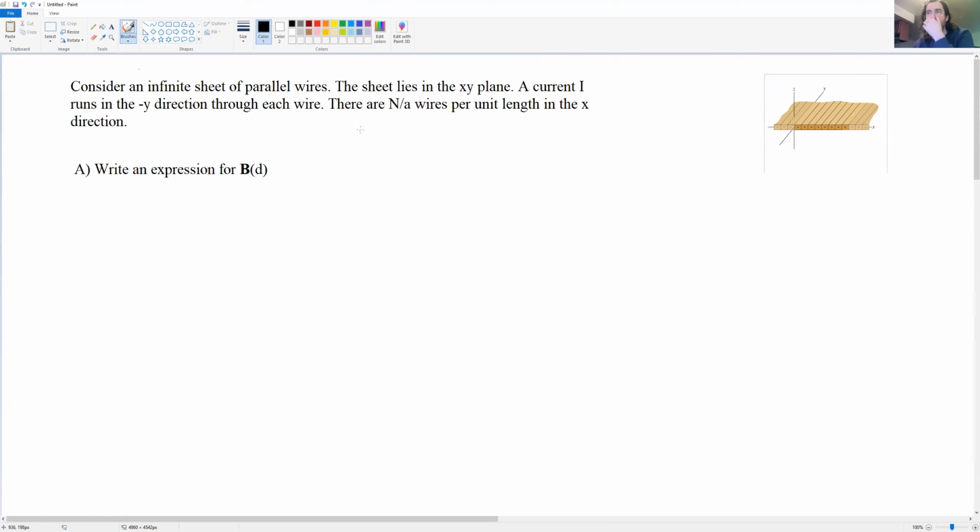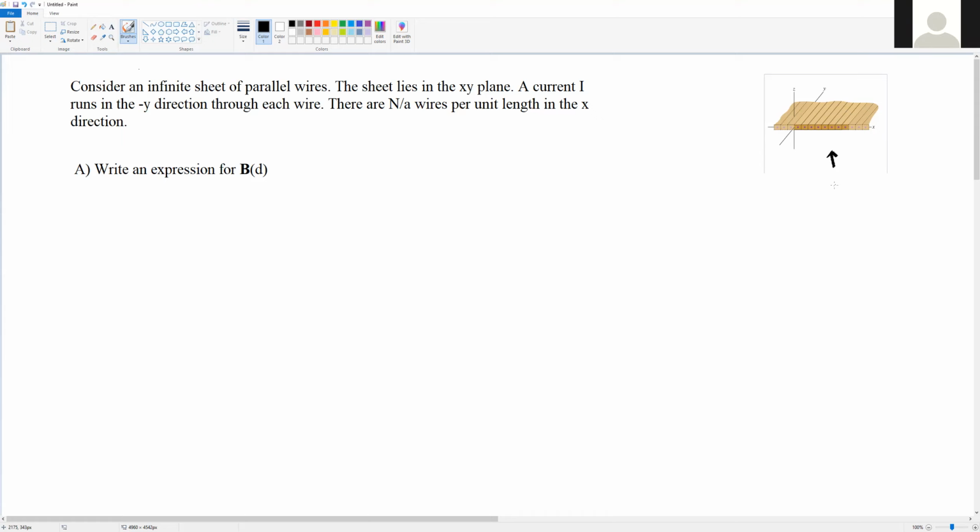Okay, so the first thing that we need to recognize is that in the figure over here, we can see that all the currents are coming out of the page towards us, so we can use the right-hand rule to figure out the direction of the magnetic field above the sheet. If you get your right hand and take your thumb and put it out of the screen.